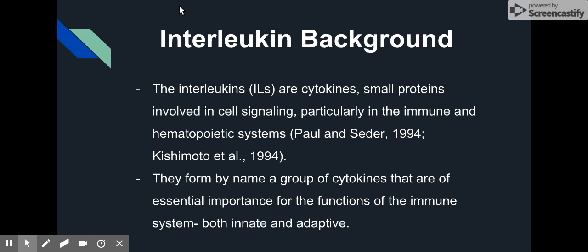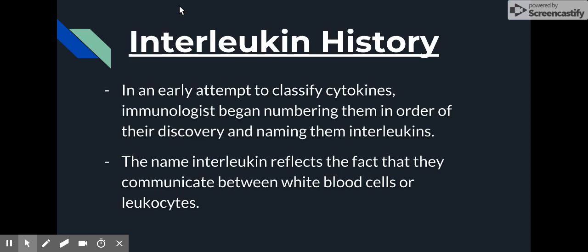Interleukins are soluble proteins or peptides that exert overlapping and antagonistic actions. As a family, interleukins are all involved in the regulation of cell activation, differentiation, proliferation, survival, as well as cell to cell communication. Interleukin history. In an early attempt to classify cytokines, immunologists began numbering them in order of their discovery and naming them interleukins. So, the first one they discovered would be interleukin 1 or IL-1. The name interleukin reflects the fact that they communicate between white blood cells or leukocytes.